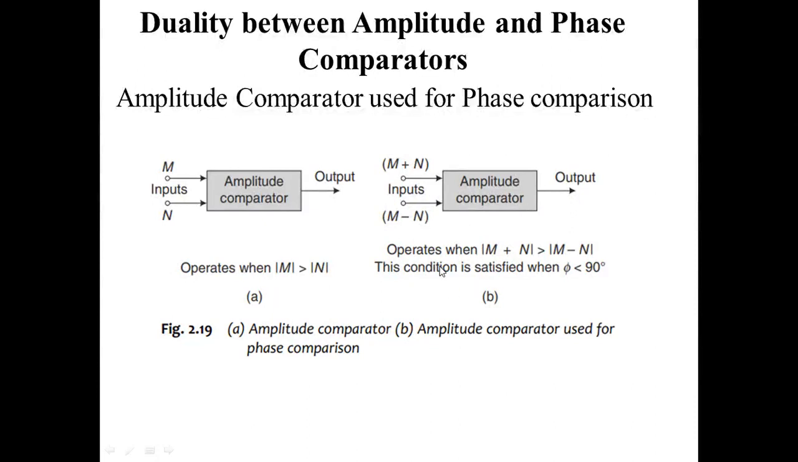In the second figure it is also mentioned that it operates when the M plus N signal, which is the operating quantity signal, is greater than M minus N, the restraining quantity signal. At that case your relay operates. Also some conditions apply: this condition is satisfied only when the operating quantity is greater than the restraining quantity and phi is less than 90 degrees.